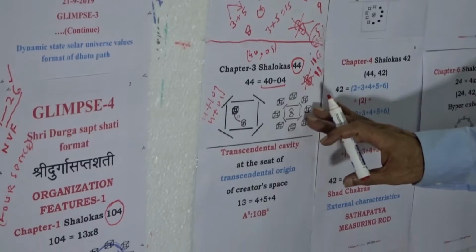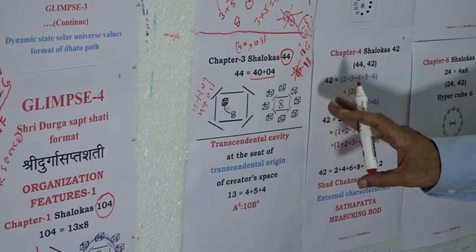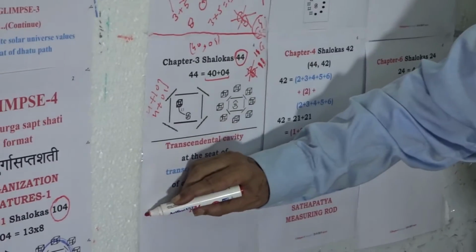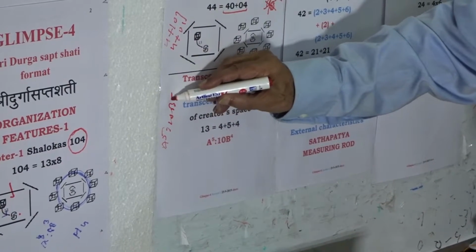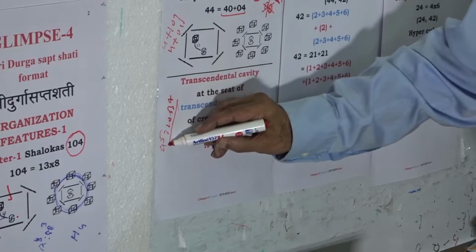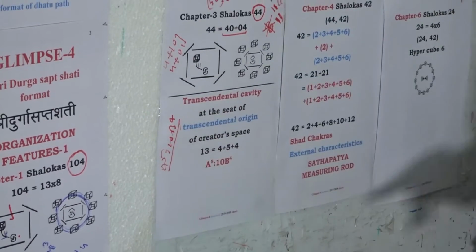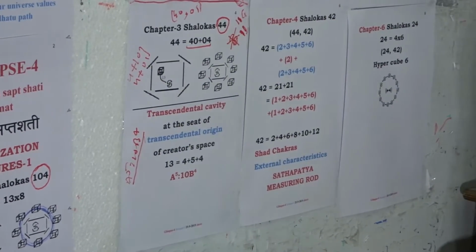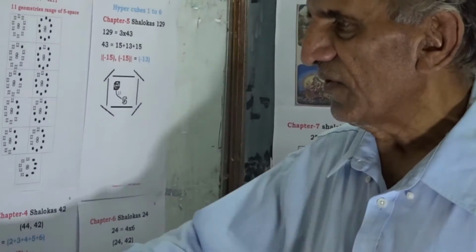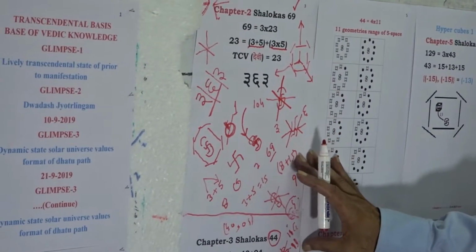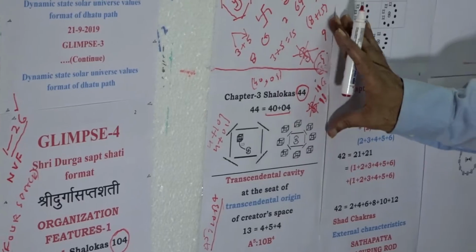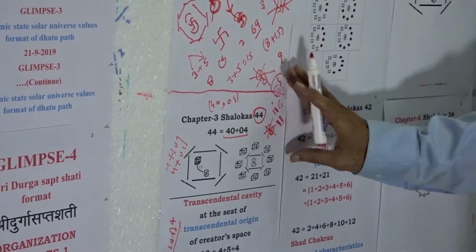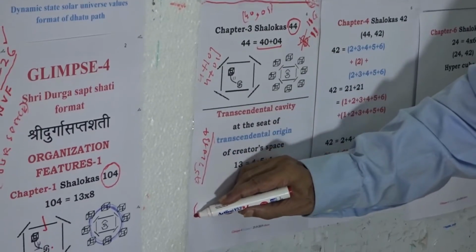The boundary of a 5 space, we know, is of the format a raised to power 5 is equal to 10 b raised to power 4. There are 11 versions of hypercube 5 and there are 11 geometries range. And this way, when we transition from chapter 1 to chapter 2, it takes us to the sleeping state of the transcendental origin, then at the next step it takes us to the boundary of 5 space.